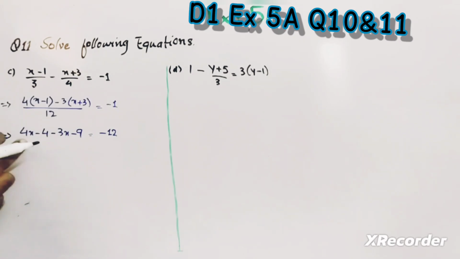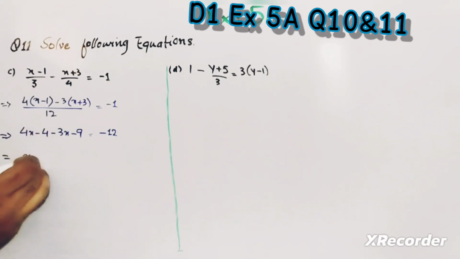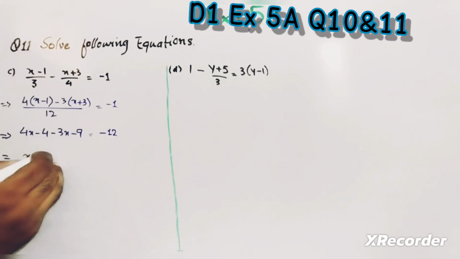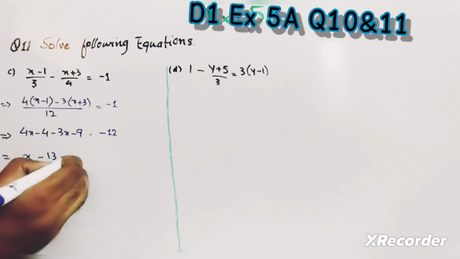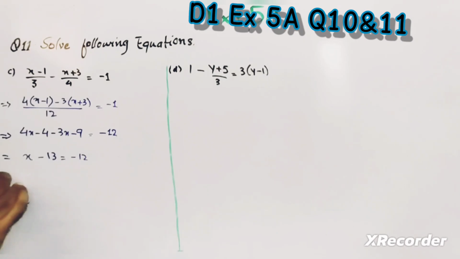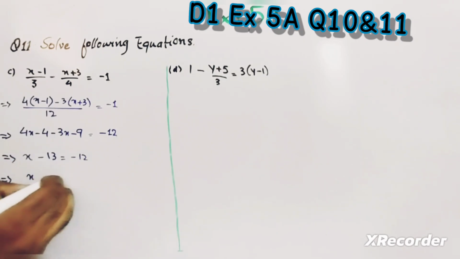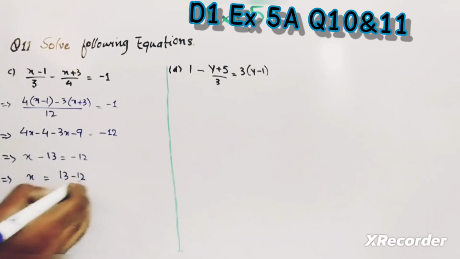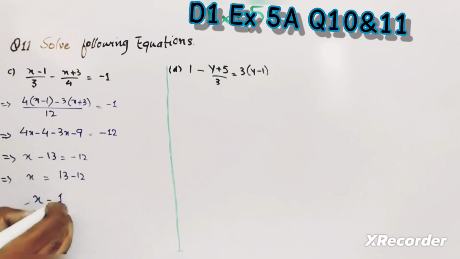By solving, 4x less 3x will become only x, minus 4 minus 9 will become minus 13, equal to minus 12, and our x will become 13 less 12, that is x is equal to 1, our required answer.